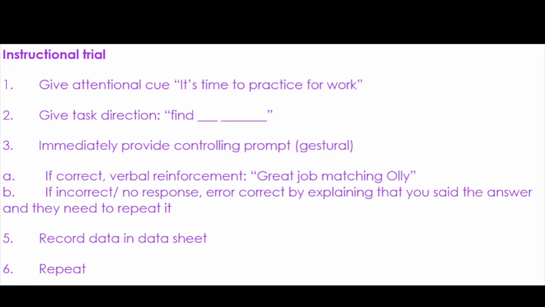And if she says the incorrect card or no response, we will error correct by explaining that you just pointed at the correct answer and that she just needs to read off of that card. Then we'll record, then we will keep repeating this until we are done for this practice session. So this is the operationalization for the instructional trial for simultaneous prompting, which basically means these are the steps that we're going to follow in the following video. So you can follow along using this. It's also included on the instructional program sheet.